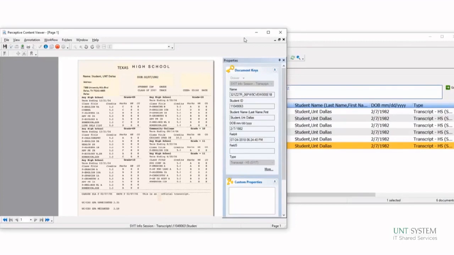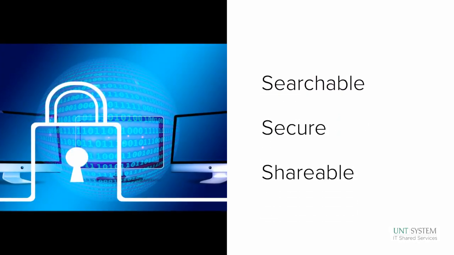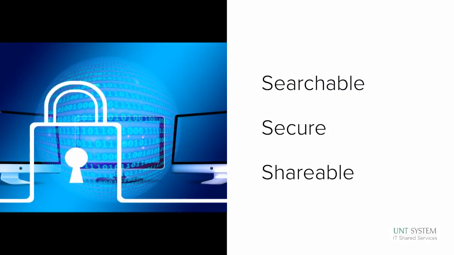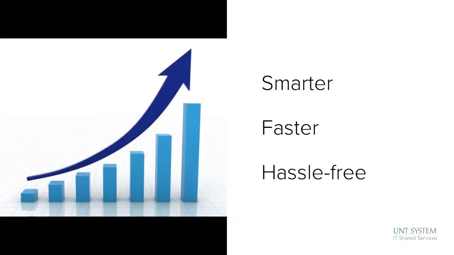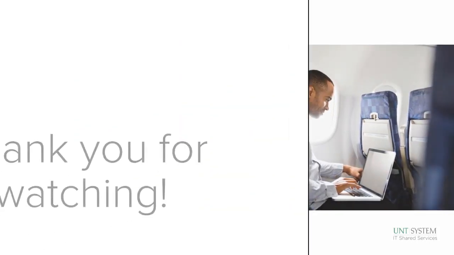With Perceptive Content, you can now view your documents electronically. The document is searchable and secure, and can be shareable if your business process allows. You'll be able to work smarter, faster, and hassle-free. And the content your department needs will be available whenever it's needed, wherever it's needed.